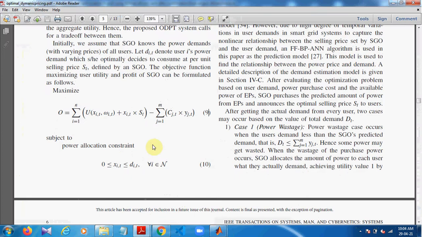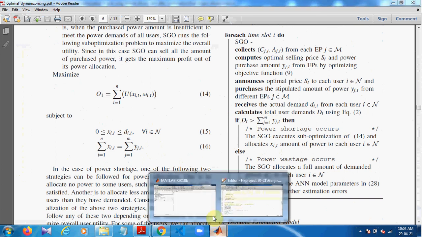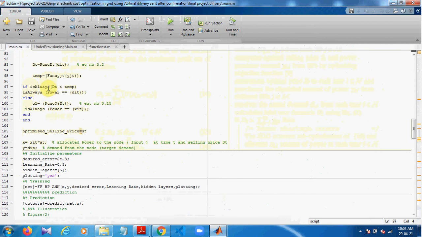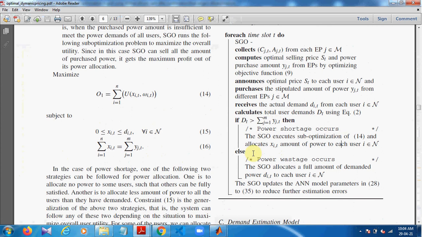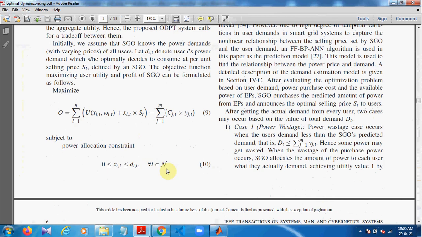So based on that, we are finding further loops. As per our paper, we'll see our optimal power allocation. We have to compare whether DT is greater than the summation of YJT. If it is so, then we execute the sub function optimization from equation 40 and allocate XIT to all users. So we had already executed that, and we will allocate that power to the DIT of the user. If that condition is not satisfied, then it will find the next function, that is to find out the power wastage scenario, based on the further equation, equation number O1 given in this scenario. So we'll see equation number O1 here.